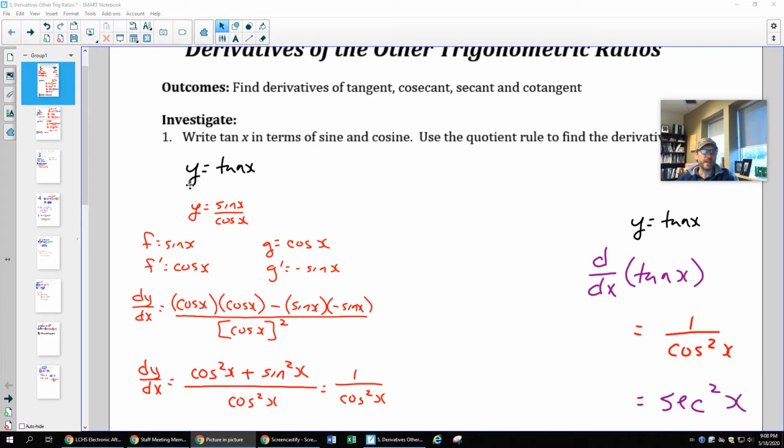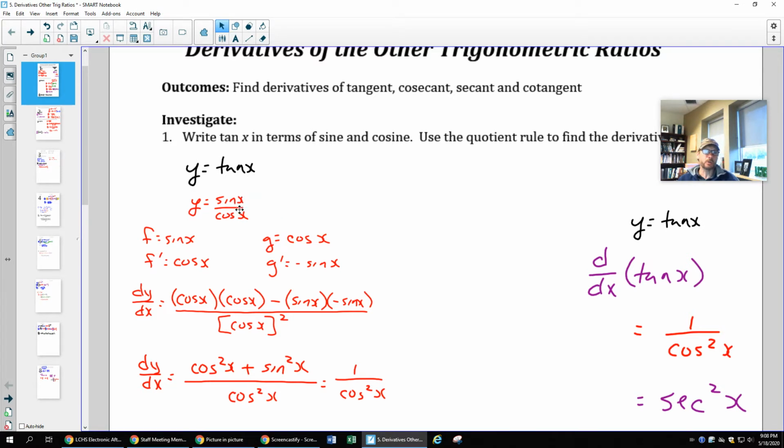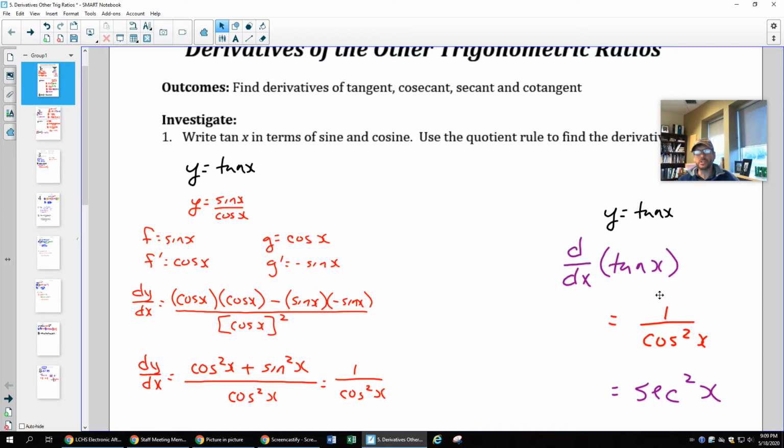How do you find the slope of a tangent curve? Well, we use what we know from our previous math: tangent is sine over cosine, recognized as a quotient rule. You run through the quotient rule, and if you took the derivative of this quotient, sine x over cos x, you get 1 over cos squared x. And because we don't like working with fractions, we say the derivative of tangent x is secant x squared. All right, so that's the idea.